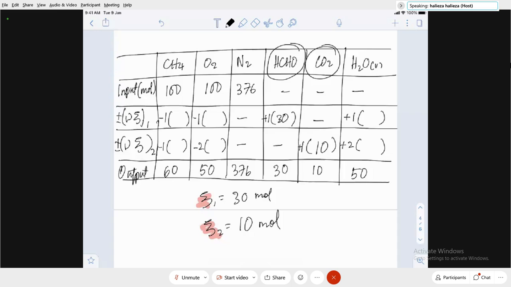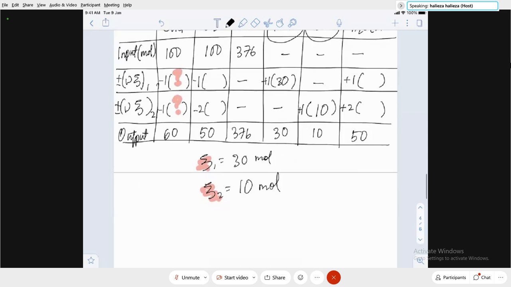Doctor, if I want to determine the extent of reaction for methane, for reaction 1? For reaction 1, you cannot use methane because you've got 2 unknowns here. You can have the equation done, no problem: 100 minus extent of reaction 1 minus extent of reaction 2 ends up with 60. But you cannot have one equation and 2 unknowns.